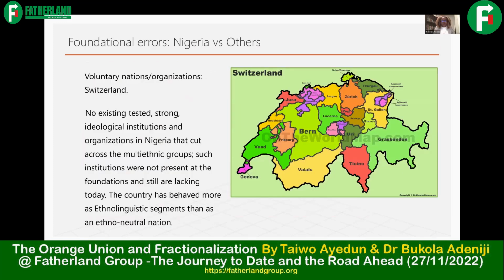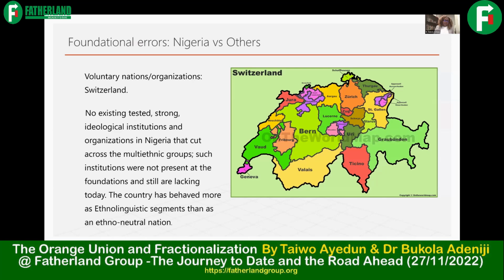So I'm going to start with the voluntary nation building and organization. This is exemplified very well in Switzerland. The foundation of Switzerland was really based on the voluntary organizations that came together. Prior to the founding of the country, there were several organizations that already cut across all the different ethnic groups there. And when it was time for them to form the nation, it was easy for them to build on this foundation. This helped the nation to be successful and not divided along ethnic lines.